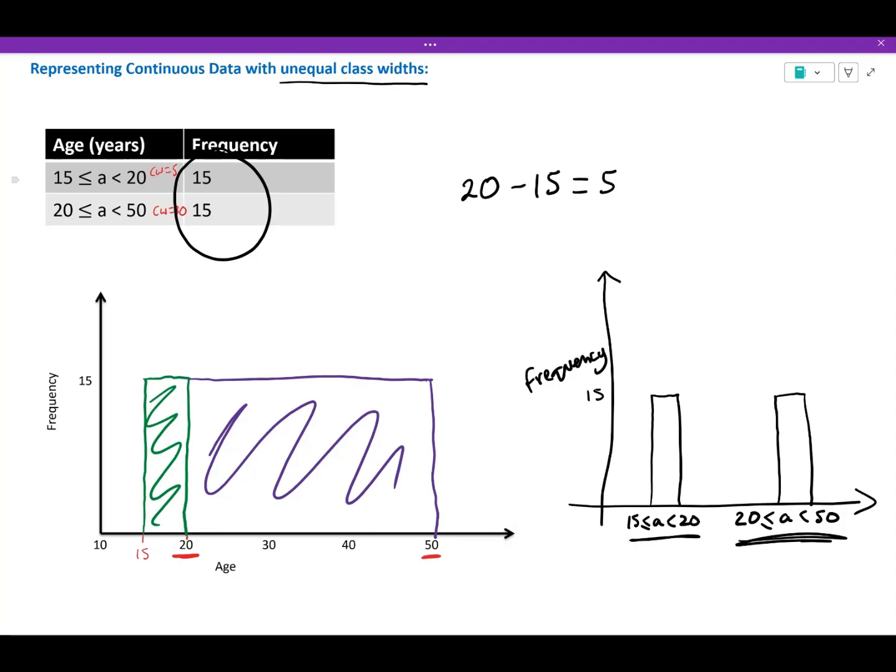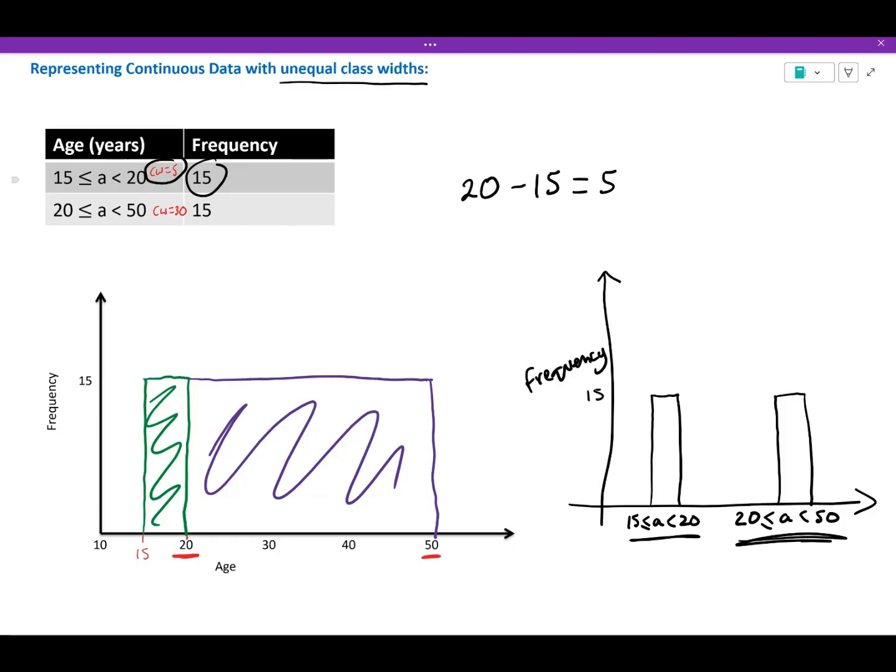This approach is going to involve trying to figure out, for example, between the 15 and 20, we have 15 people. So how many people are there per year? If the 15 people were distributed evenly between the 15 to 20 years of age, how many people would you get per year? Now, to figure that out, we know the class width is 5. There are 5 years between 15 and 20. So what I need to do is figure out how many people there will be in each of those 5 years if there are 15 people. So we need to split those 15 people up between those 5 years.